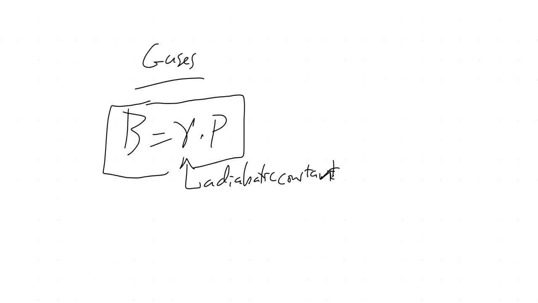And realize that if I want to squeeze a gas, it fights back with its pressure, right? It fights back with the amount of pressure within it times some constant that's usually around 1.2, 1.3, 1.4. So the adiabatic constant is usually between 1 and 2.